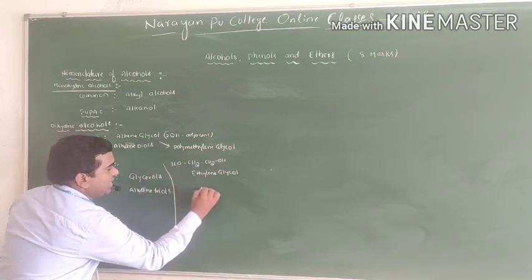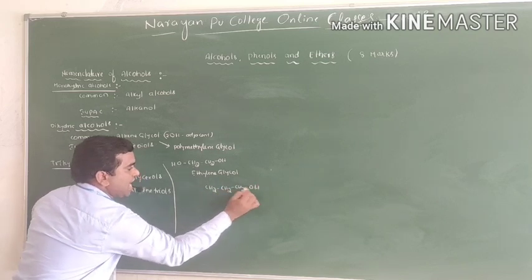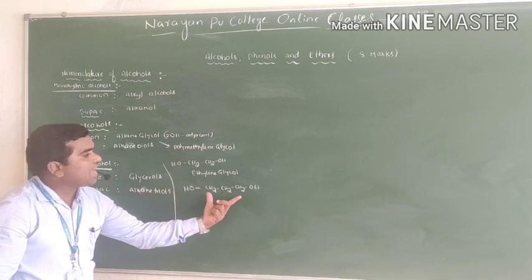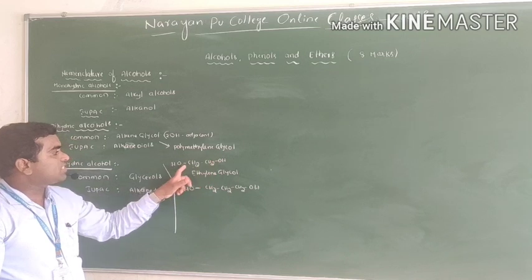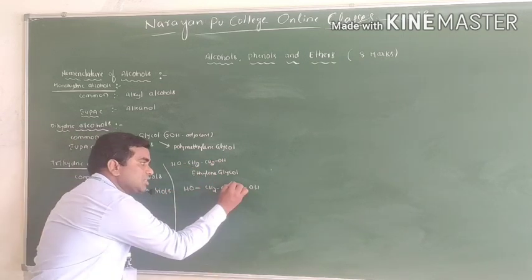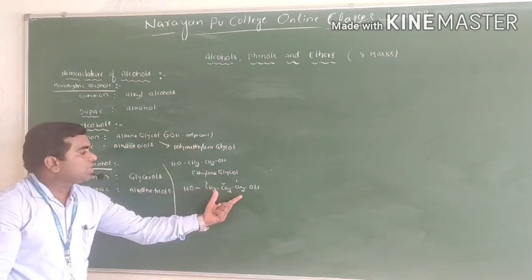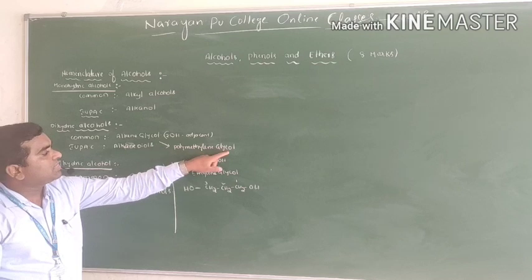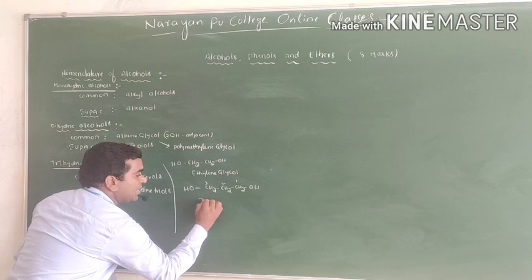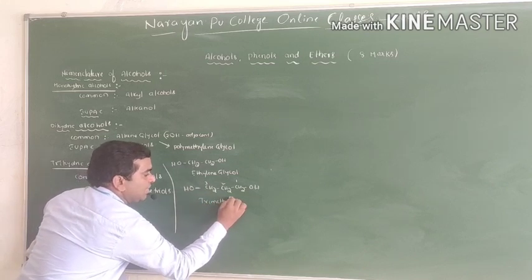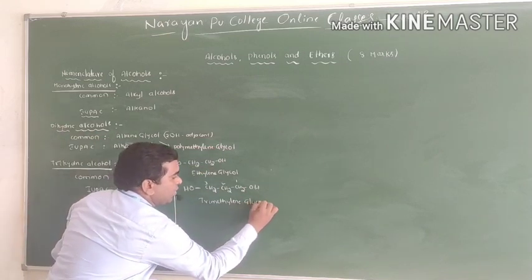And the same way, I will write another compound here: CH2OH-CH2-CH2OH. See here, this is also a dihydric compound, but the OHs are not present on adjacent carbons. Here both OHs are on adjacent carbons, but here one OH is on the first carbon and the other OH is on the third carbon. How to give the name for this one? That is polymethylene glycol. How many methylene groups are there? Three. So trimethylene glycol.